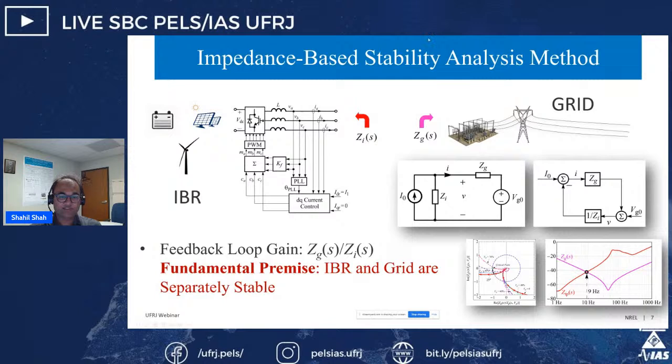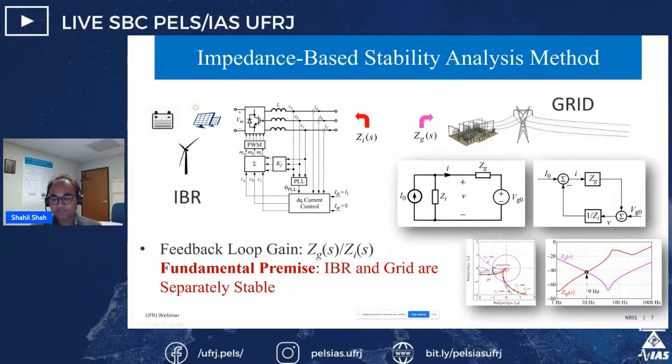So what we can do is represent the inverter-based resource by a Norton equivalent circuit, basically a current source in parallel with the equivalent impedance of the inverter-based resource, or IBR. And the grid we can represent by a Thevenin equivalent circuit with a voltage source in series with the grid impedance. And these are small signal impedance responses. They are basically transfer functions, so they are not just at the fundamental frequency, 50 or 60 hertz. They are at a full frequency range, or broadband.